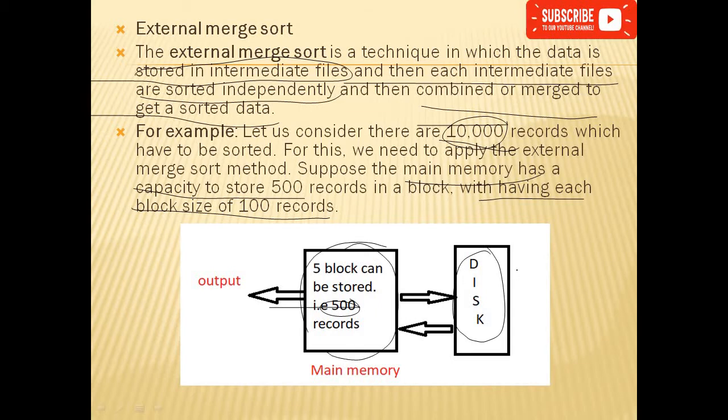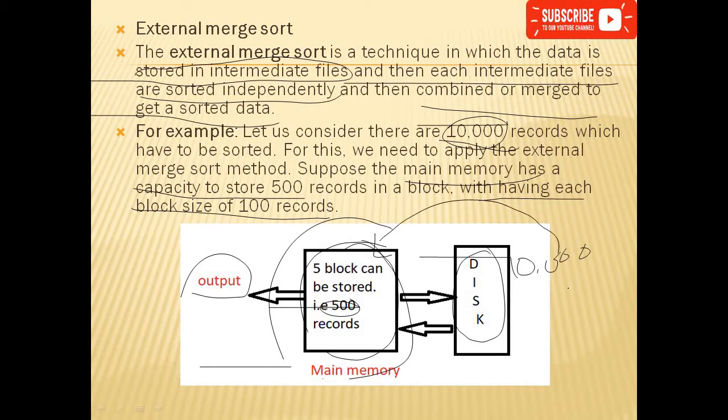The disk contains a total of 10,000 records. One block will be picked into memory and processed, and finally we'll get the output. It is not possible to store these 10,000 records in main memory. That's why we store them on disk.